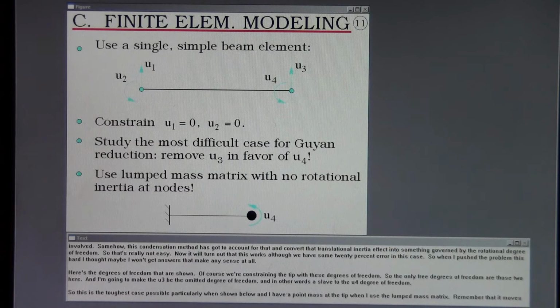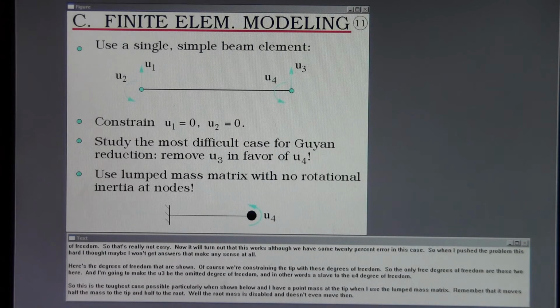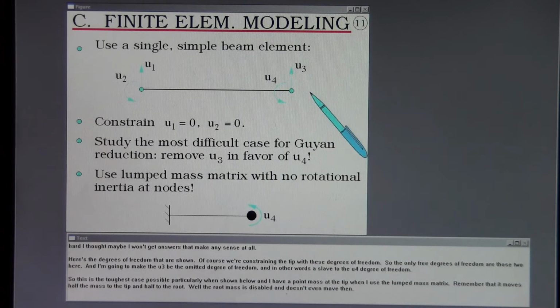Now it will turn out that this works, although we have some 20% error in this case. So when I pushed the problem this hard, I thought maybe I won't get answers that make any sense at all. Here's the degrees of freedom that are shown. Of course, we're constraining the tip with these degrees of freedom. So the only free degrees of freedom are those two here.